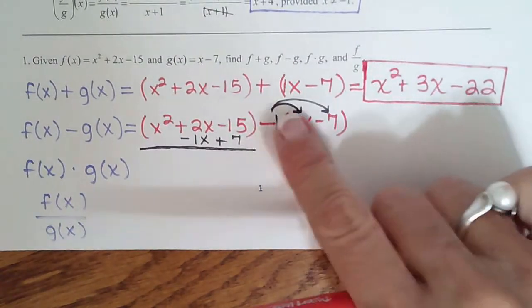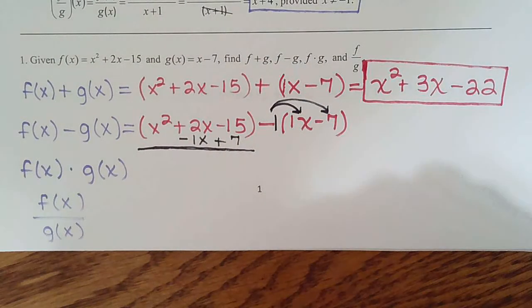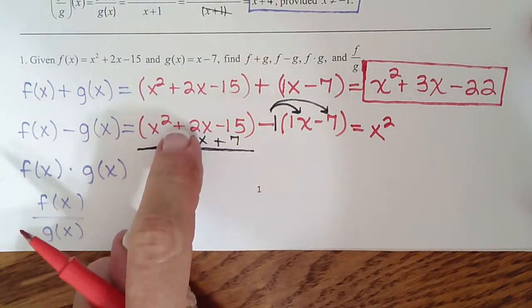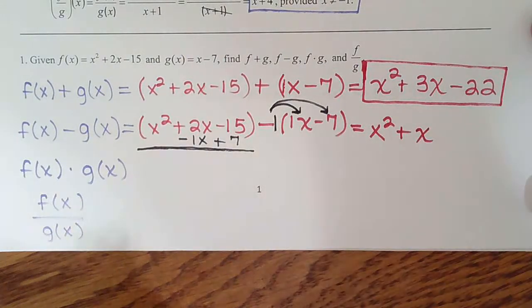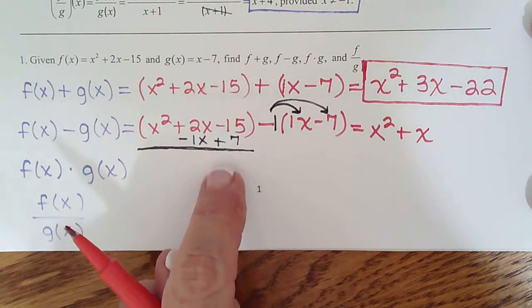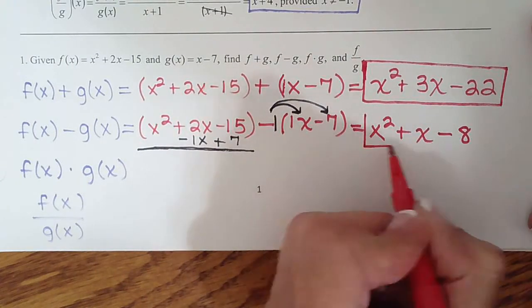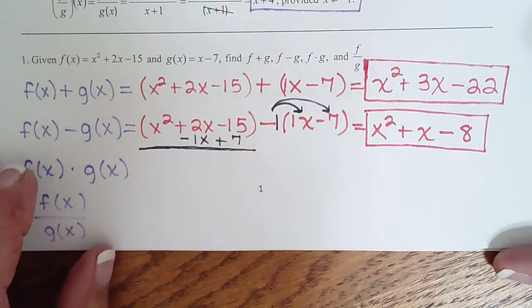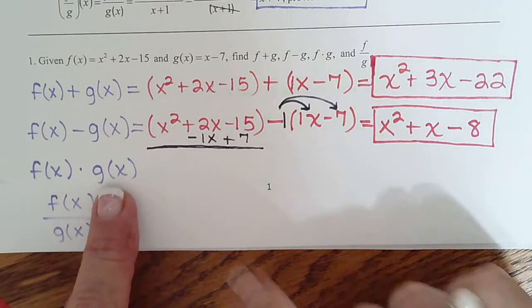So negative times a positive, negative, negative times a negative, positive. So that leaves me with x squared, because it has nothing to go with it. 2 minus 1 is positive 1x, which is just x. Negative 15 plus 7 is negative 8. Nice, huh? And next, it's a little bit harder.